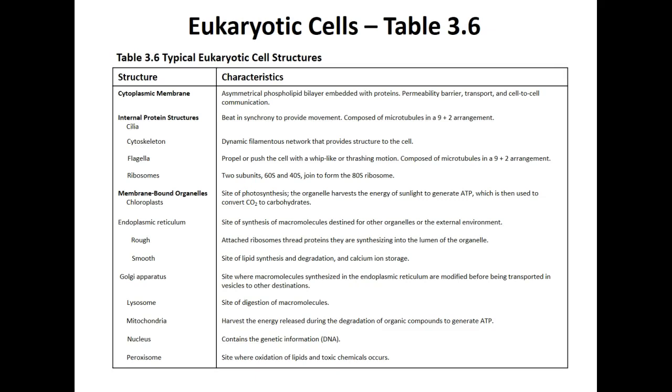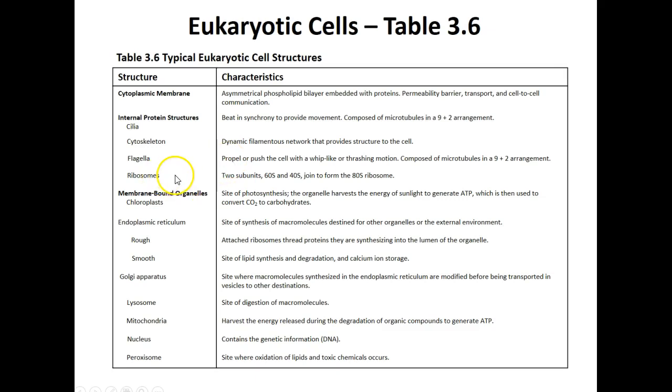Table 3.6 gives you a rundown of the typical eukaryotic cell structures. Many of these you've seen before, and for the purposes of your exam, you should basically know the major functions of these various organelles. For instance, the cell membrane, which we'll discuss very briefly, is a selectively permeable barrier between the external environment and the internal environment. Cilia, short hair-like appendages used for movement. The cytoskeleton provides structural support to the cell. Flagella, longer, more whip-like appendages used for movement.